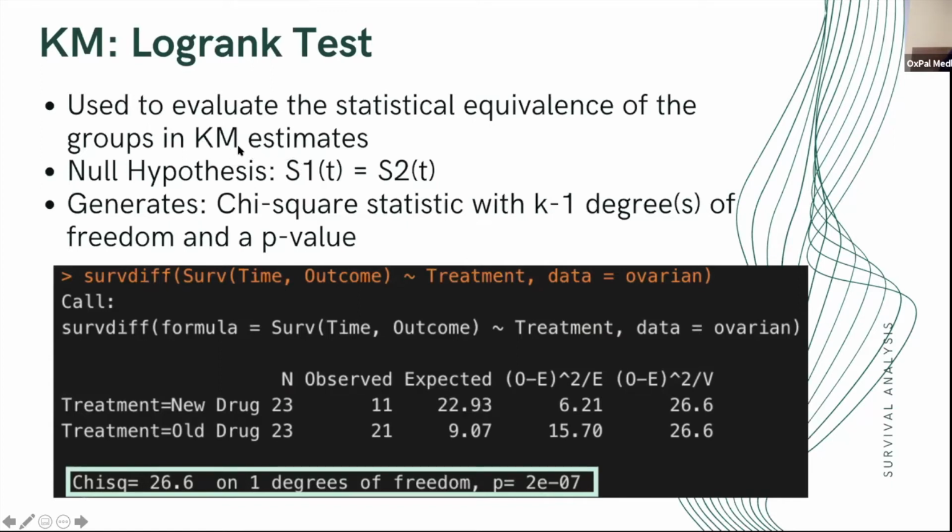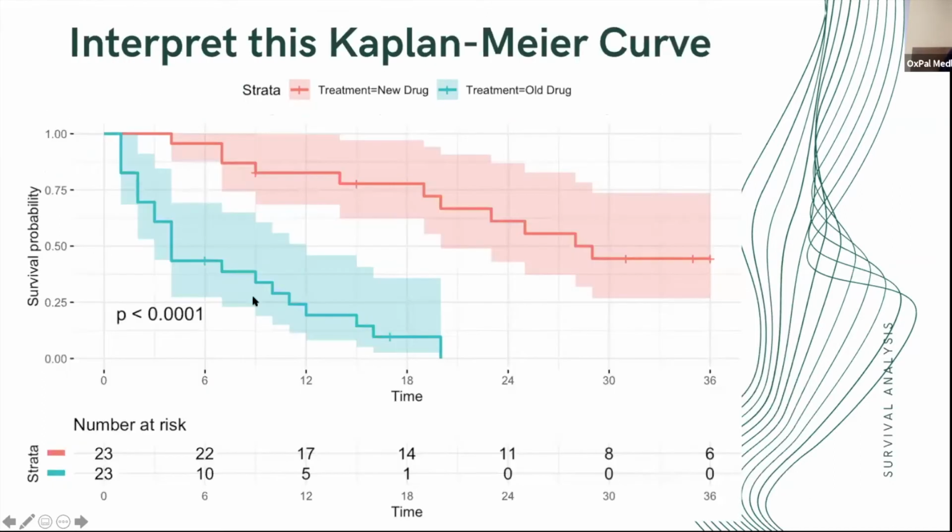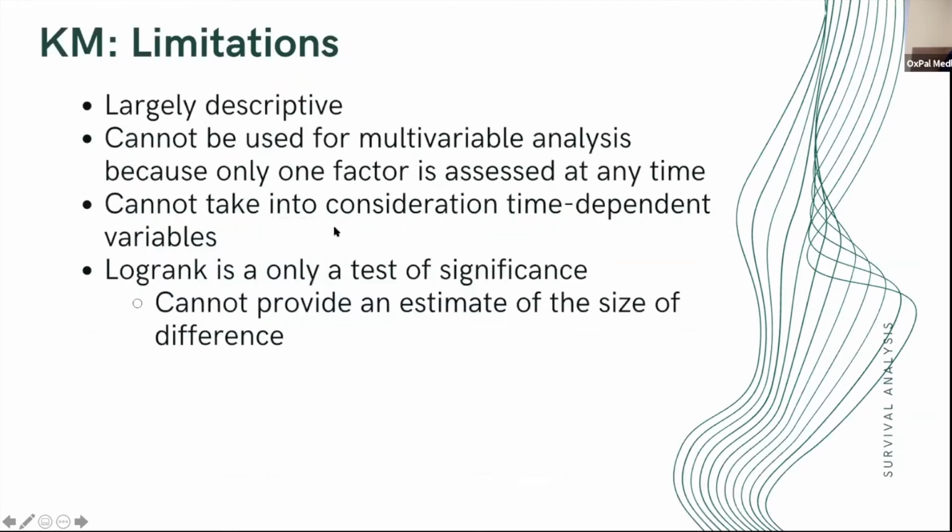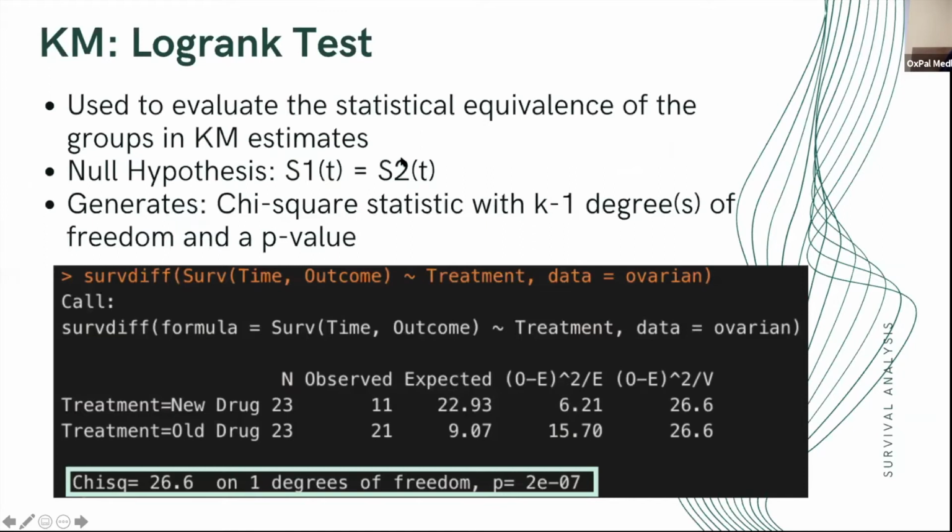Meaning, it will look into, are they different? It's going to test the hypothesis that they are the same. The survival estimates between the new drug and the old drug are the same, which is represented here. So that's the null hypothesis.